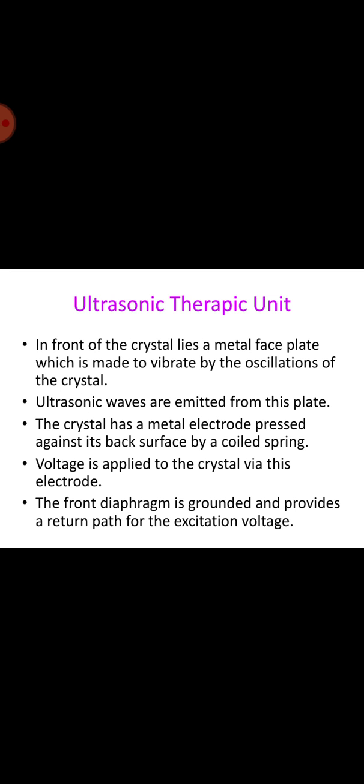The transducer may be barium titanate or lead zirconate titanate crystal having 5 to 6 centimeters square, and it has an effective radiating area of around 6 centimeters square. The length of the cable connecting the transducer with the oscillator is of critical dimension and should not be altered. In front of the crystal lies a metal faceplate which is made to vibrate by the oscillations of the crystal. Ultrasonic waves are emitted from this plate, and the crystal has a metal electrode pressed against its back surface by a coiled spring. Voltage is applied to the crystal via this electrode, and the front diaphragm is grounded and provides a return path for the excitation voltage.